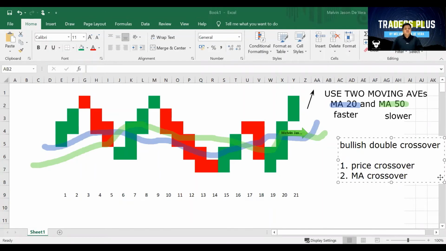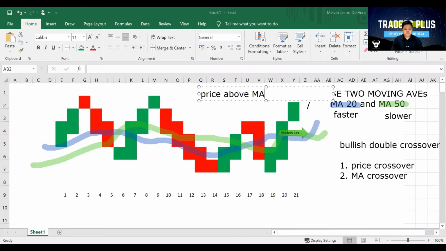Okay? So, ang arrangement o ang alignment nito dapat ganito. Price above the MAs, then faster MA above slower MA. Okay? So yun po yung dapat na setup natin.